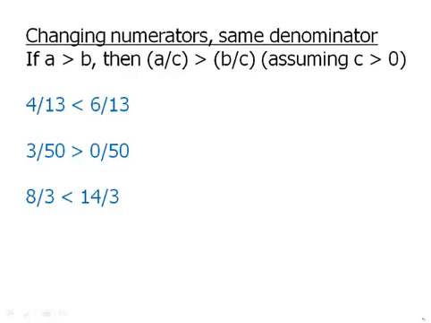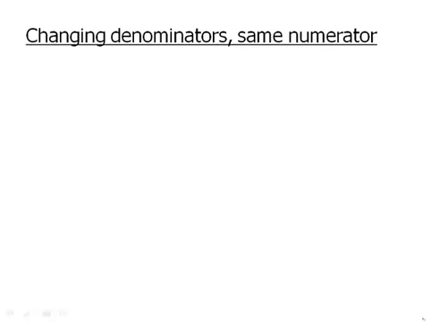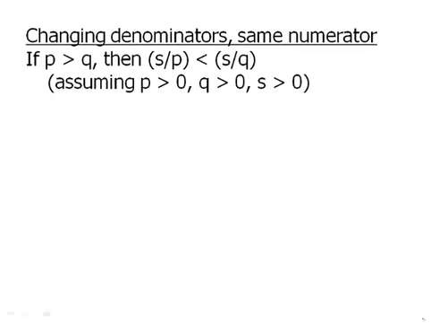Now, let's talk about the case of changing denominators, same numerator. This is the one that can confuse people sometimes. It's a little bit counterintuitive. If the numerators are the same, then making the denominator bigger makes the fraction smaller, and making the denominator smaller makes the fraction bigger. If we think about fractions as division, if we have a certain number of cookies, and we divide it by more children, then each child is going to get fewer cookies. But if we divide it by fewer children, each child is going to get more cookies. And that's basically what's going on here. That's why making the denominator smaller makes the quotient, makes the fraction bigger.